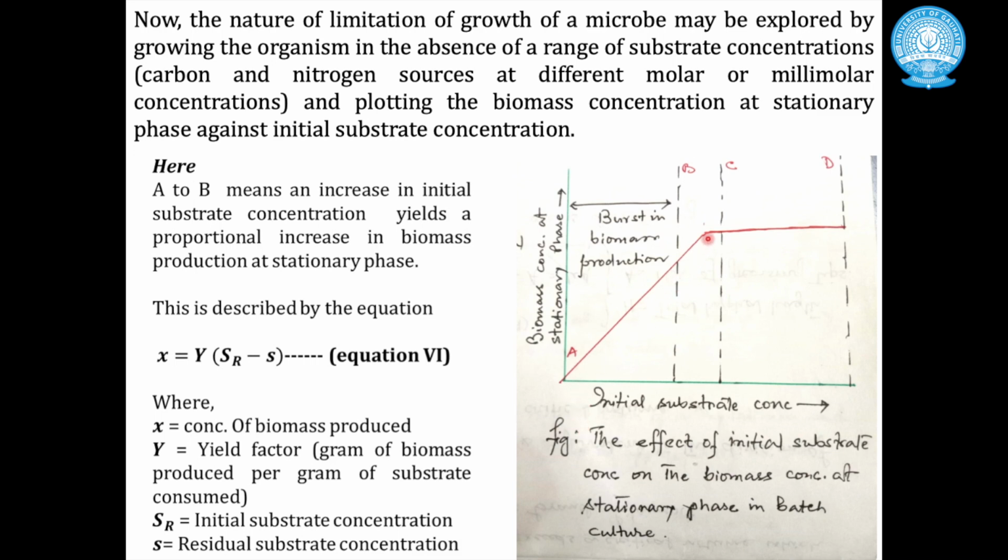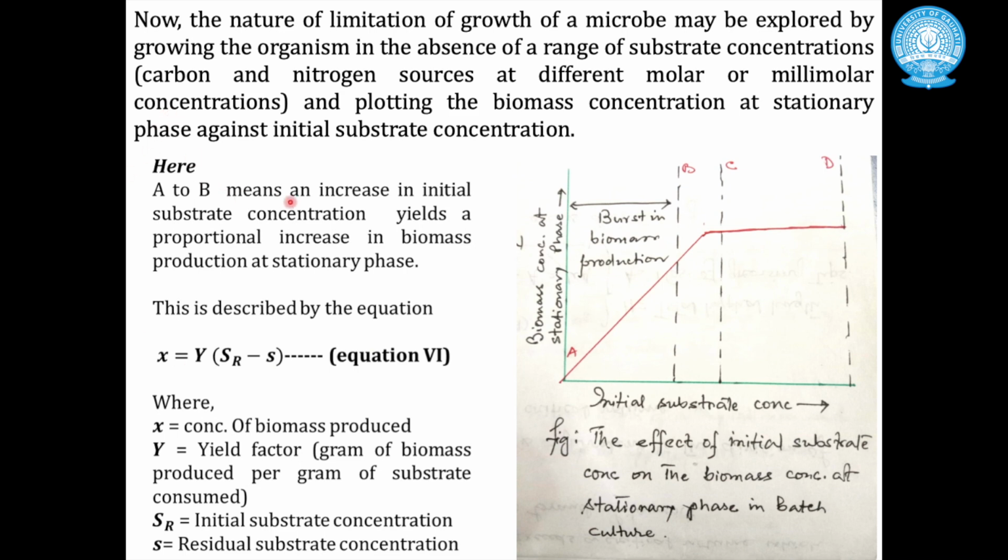Here A to B, there is a burst of biomass production. From mid B up to C, you find a kind of stationary phase, and from C to D is complete stationary phase. There is no more formation of cells. The biomass production is over, and here there is accumulation of metabolites.